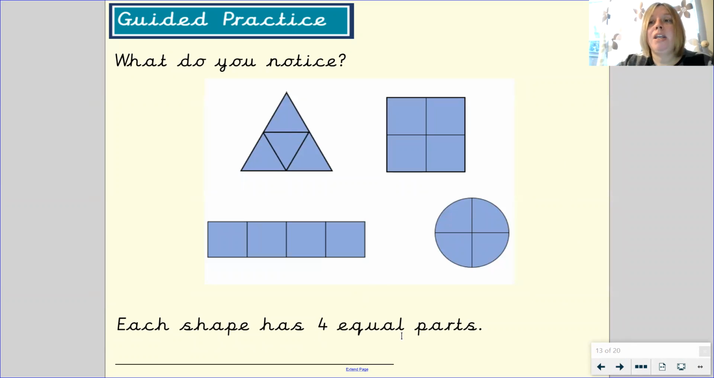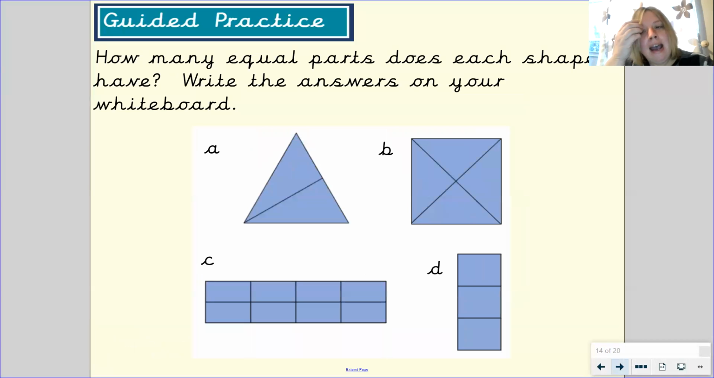Look at the spelling of equals and try to learn this to use in your work for me. How many equal parts does each shape have? Write the answers on your whiteboard. So if you looked at A, you would write A equals. How many equal parts does A have?